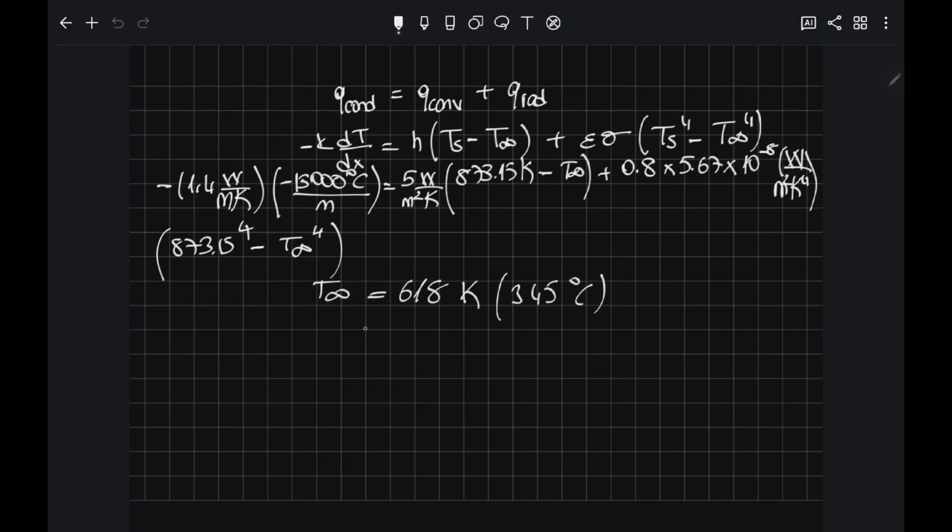And if you solve the mathematical equation here, you will find 680 Kelvin, which means 345 Celsius degree.